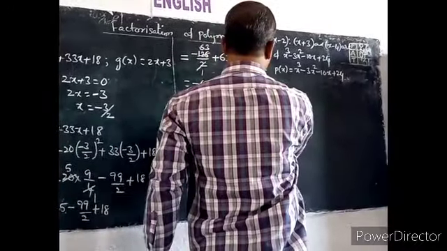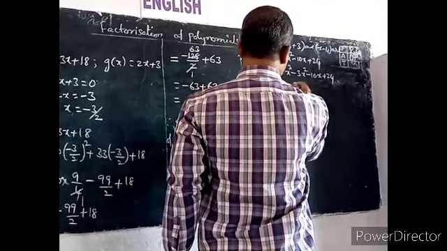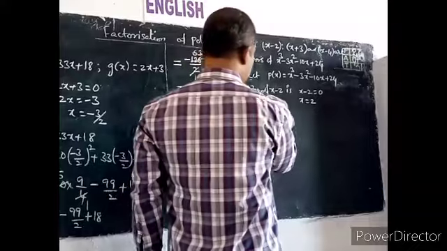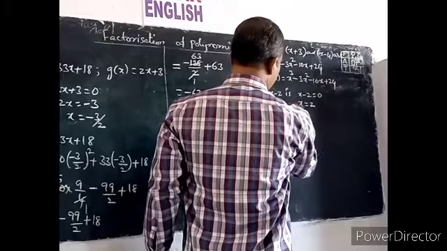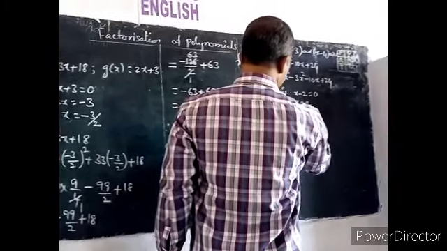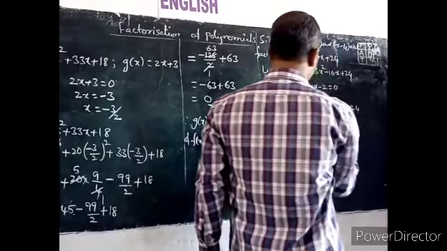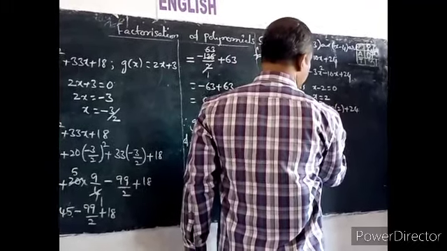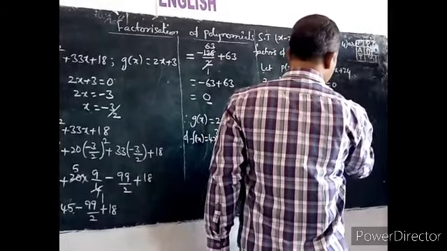Now x minus 2 equals 0, which implies x equals 2. Now write p of 2. That means 2 cube minus 3 into 2 square minus 10 into 2 plus 24. 2 cube is 8, minus 3 into 2 square is 4, minus 10 into 2 is 20, plus 24.